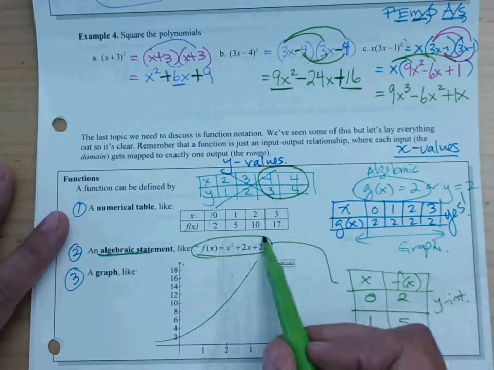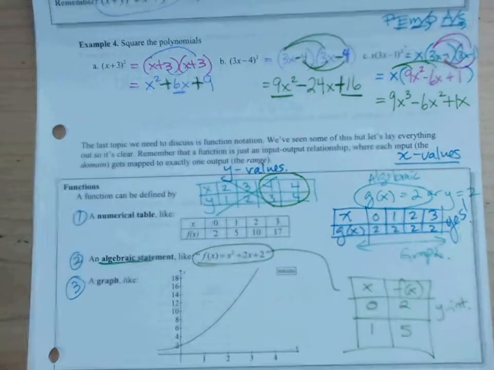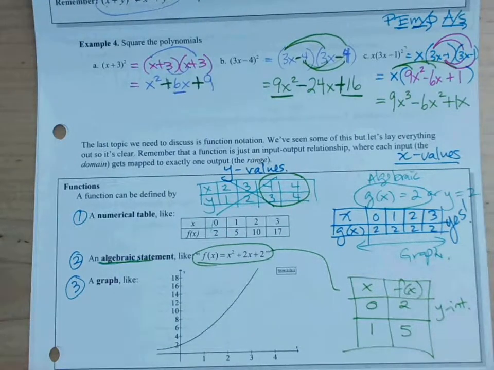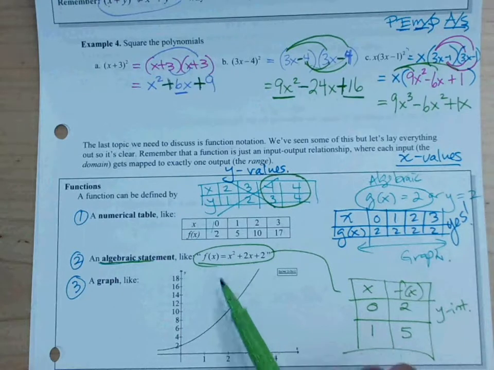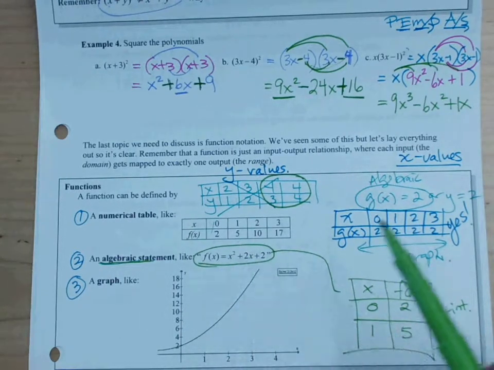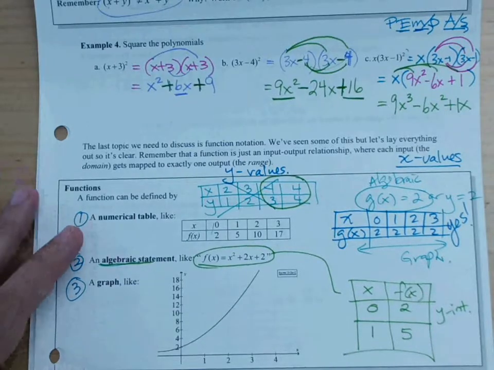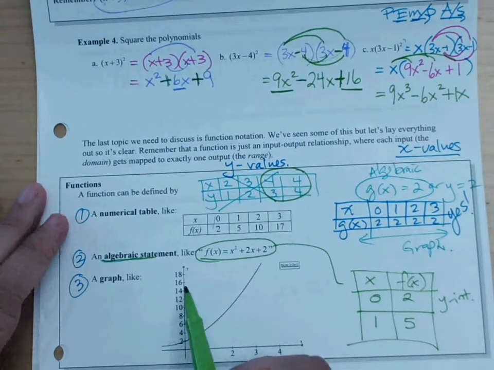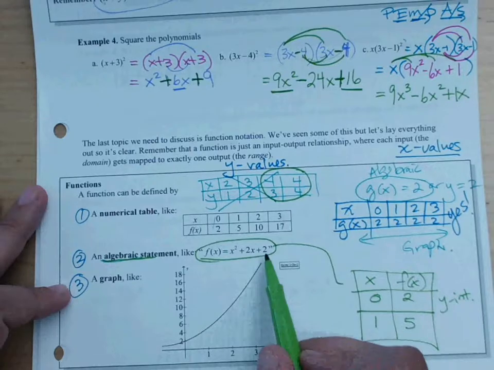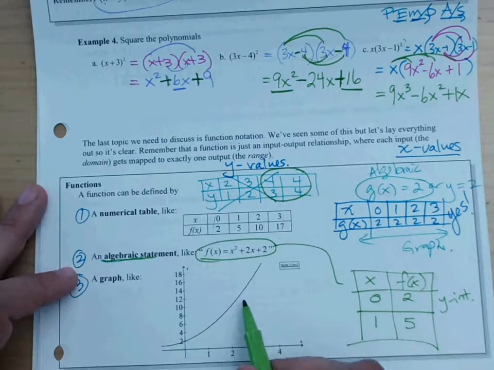How many different points could I get with that equation? I could get an infinite number because I could even put in negatives, I could put in fractions, and every x value that goes in, I'm going to get a new y value that comes out. Okay, and then on the graph here, I can see that none of the x values are repeating.